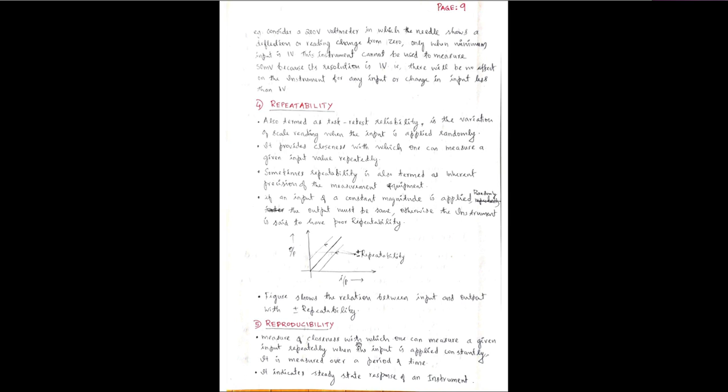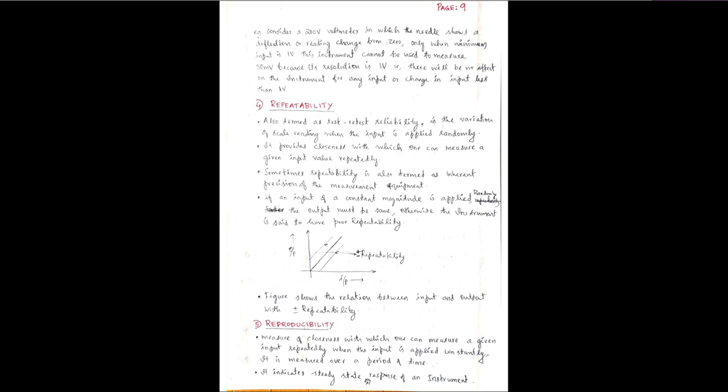It is the measure of closeness with which one can measure a given input repeatedly when the input is applied constantly. A given input is being applied constantly, and how much it is reproduced in the output, that is reproducibility. Okay, it is measured over a given period of time.